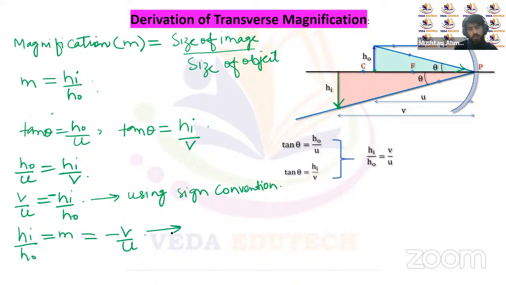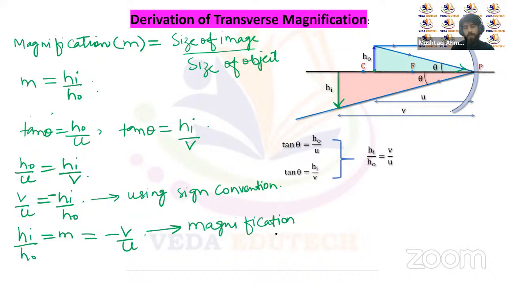So this is the magnification in terms of image distance and object distance, and this is the magnification in terms of height of object and height of image. So we can calculate magnification either by calculating the height of image and height of object, or by calculating the image distance upon the object distance.